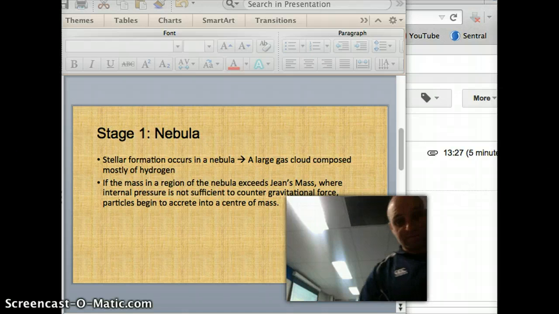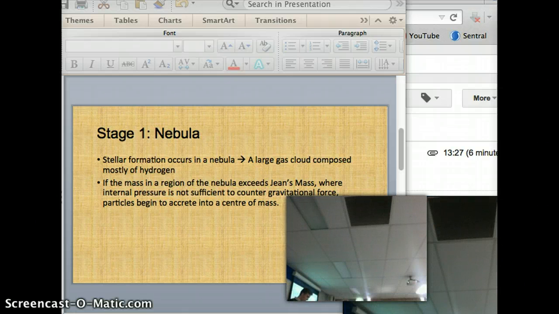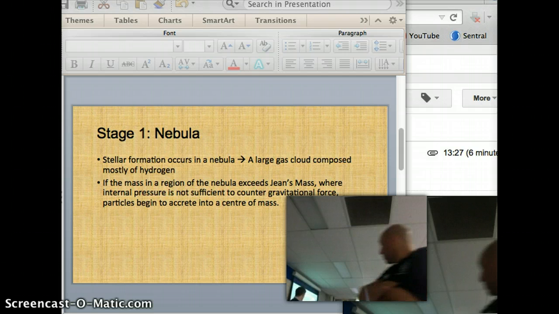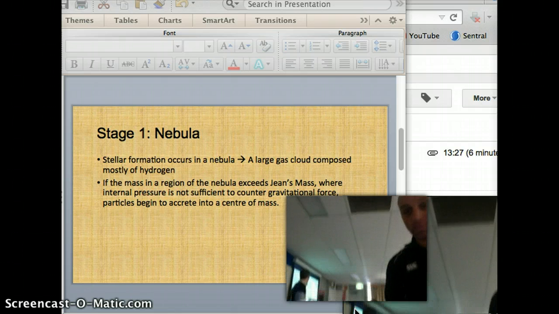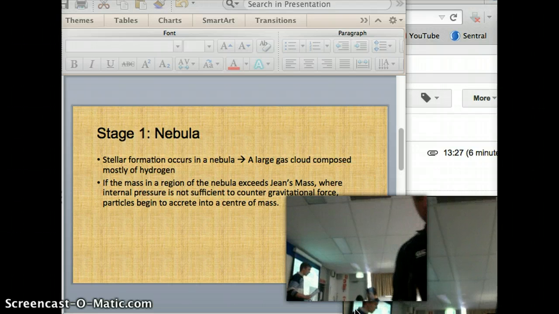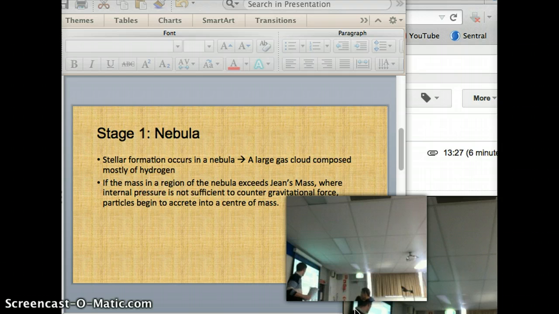Okay. So I've got the first job plan, which is describe the processes involved with stellar formation. The first stage of the process is it starts in a nebula, which are often several light years across, and they're large clouds of gas in space that are made mostly of hydrogen. Inside this cloud, if the mass of the region exceeds a number known as Jeans mass, where the internal pressure is not sufficient to counteract the gravitational force caused by the gas, the particles will begin to collapse into the center of that mass.